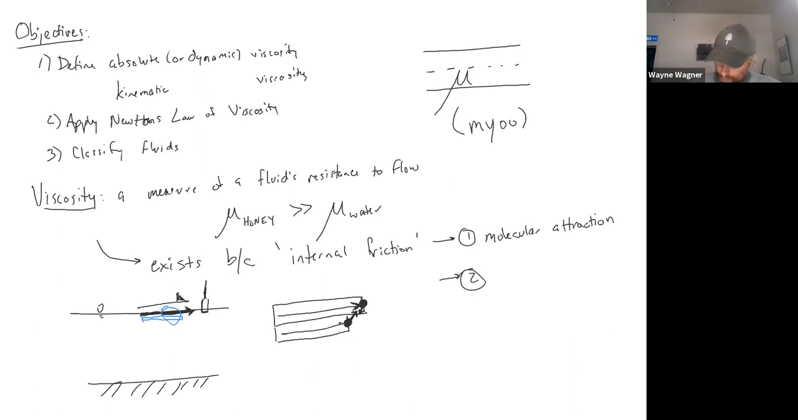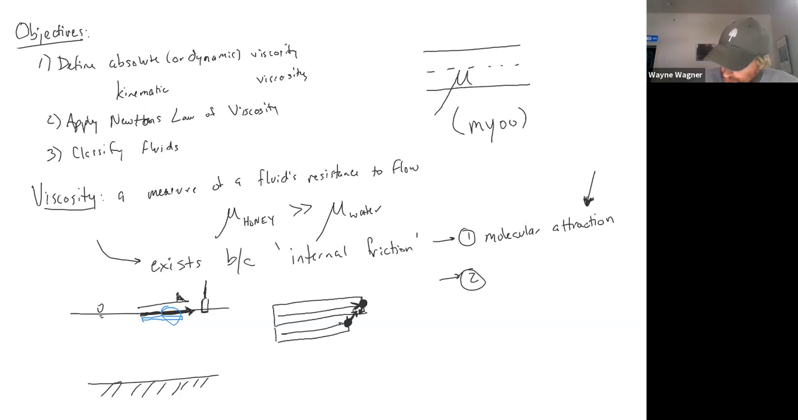Obviously this molecular attraction can be a function of temperature. You've nuked your honey before, or heated it up, and all of a sudden it's really easy to stir. The viscosity of the honey decreased when you heated it up. We'll talk about that in a second.